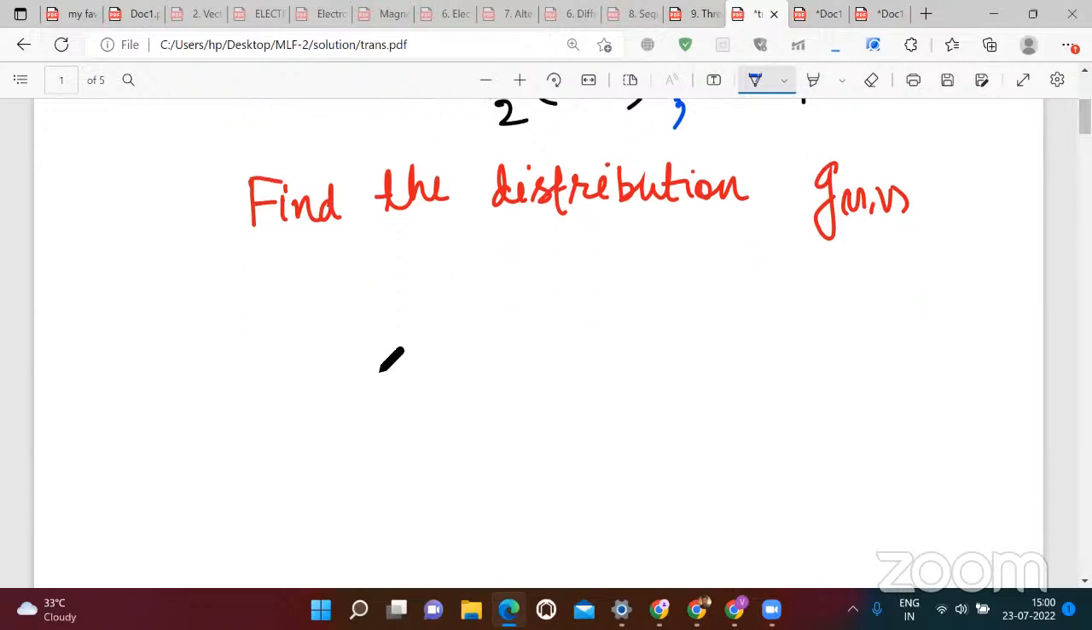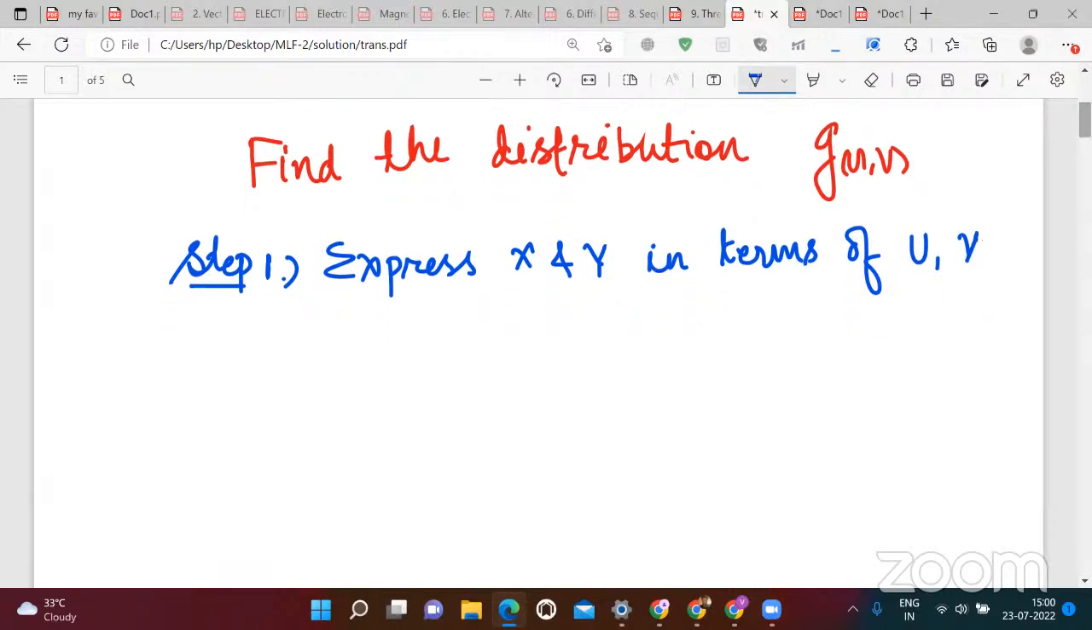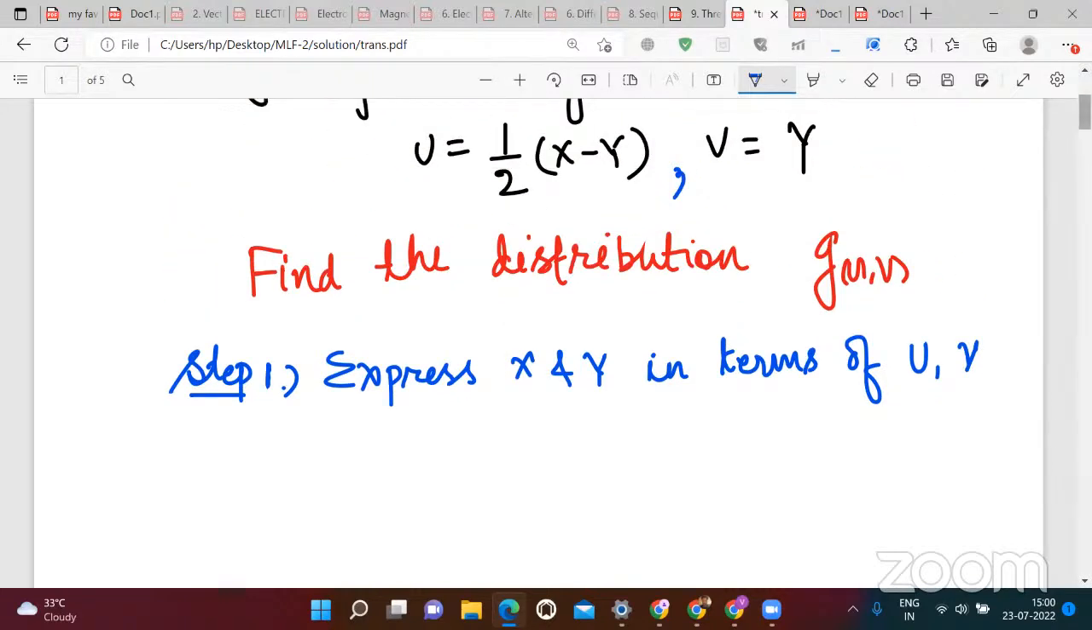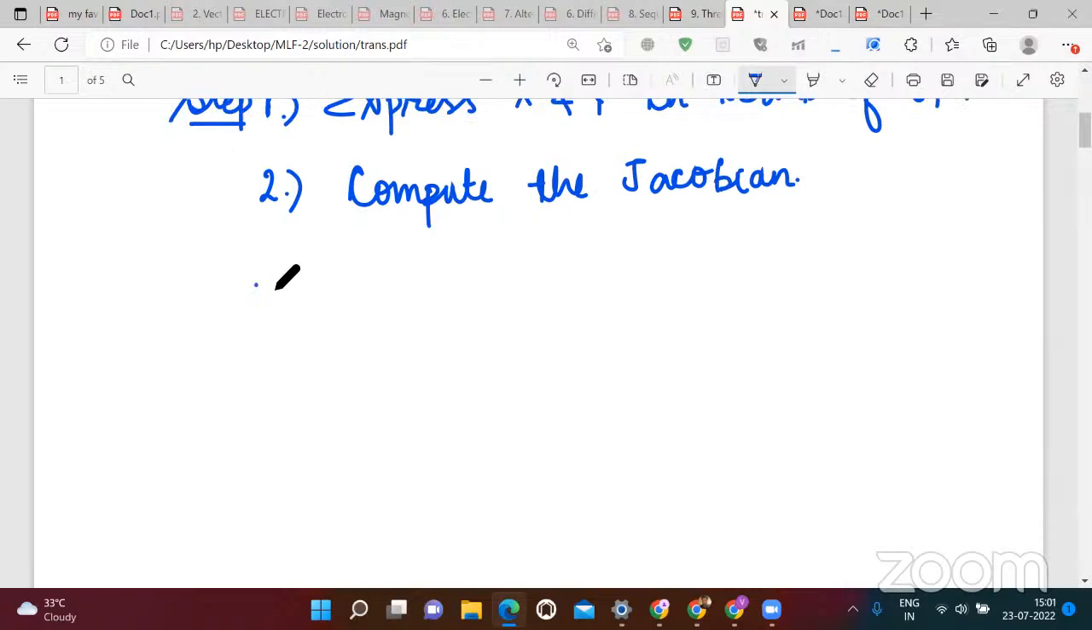So I'll write the steps here. The first step is to express x and y in terms of u and v. You have the transformation, so express x and y in terms of uv. The second step is to compute the Jacobian for that matrix that you have got. Then the third step is pretty simple.